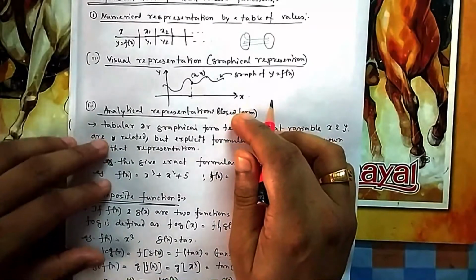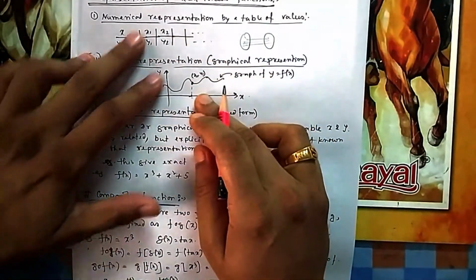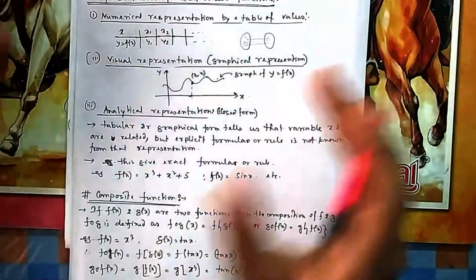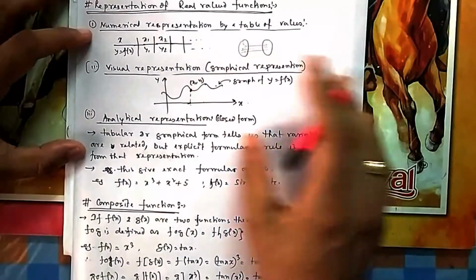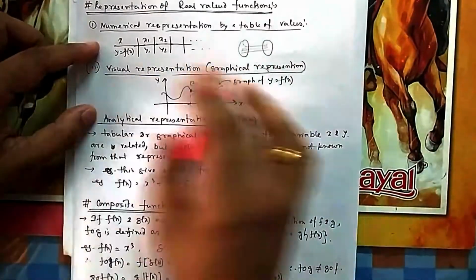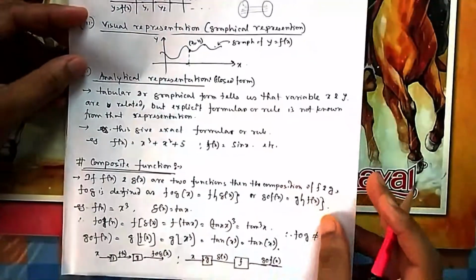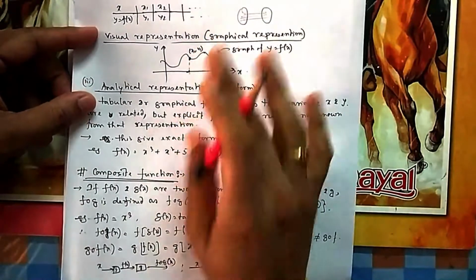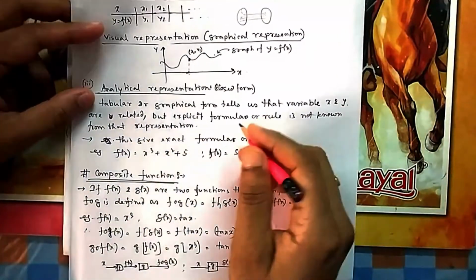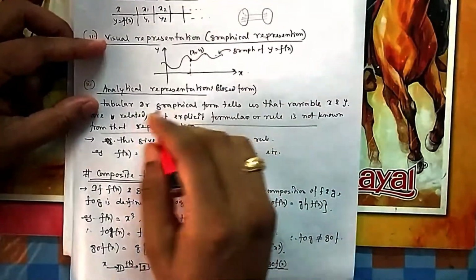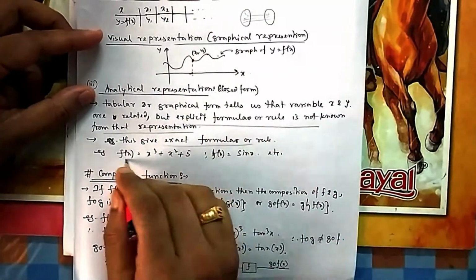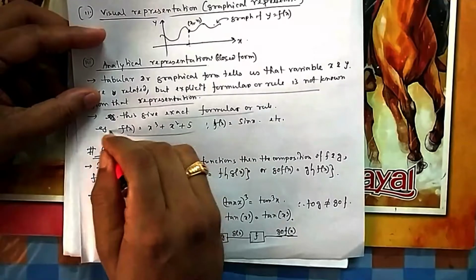The last one is analytical. Both of the earlier representations will give you some idea how it is connected, but they will not give you the exact formula by which it is connected. They will not give you any analytical expression or prescribed rule. They will give you the idea that it is connected, but not the exact rule. But the analytical representation will give you the exact formula. So there is an exact formula between x and y.